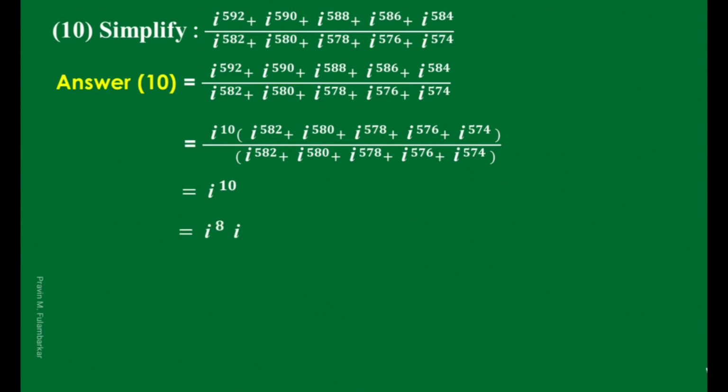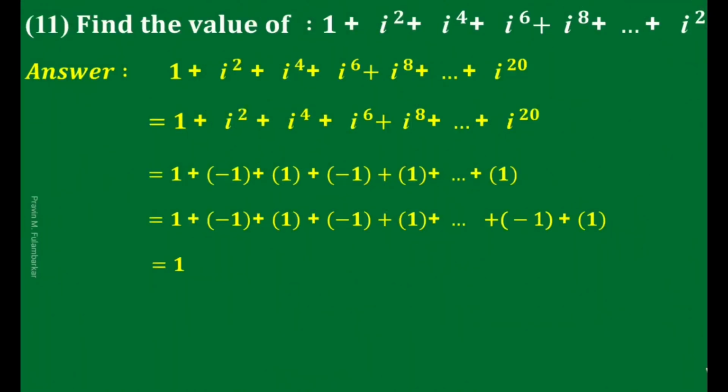And now this i raised to the power 10, we write i raised to the power 8 into i square. So i raised to the power 8 is multiple of 4, so we write i raised to the power 4 into 2. So this i raised to the power 4 into 2, we write 1 square, because i raised to the power 4 is 1, and i square is minus 1. So in this way we get 1 square is 1 into minus 1, which is equals to minus 1. So in this way you can solve question number 10. Now see question number 11.